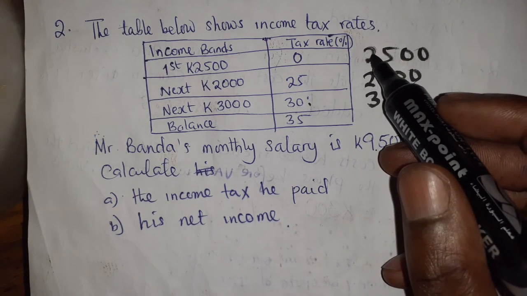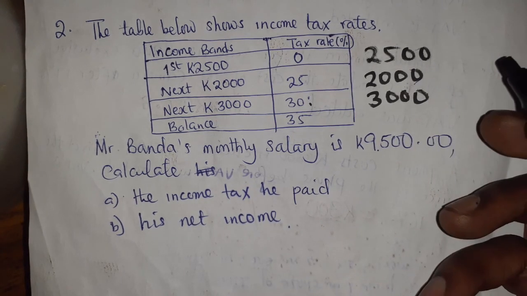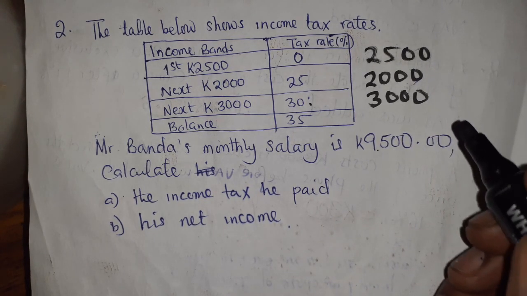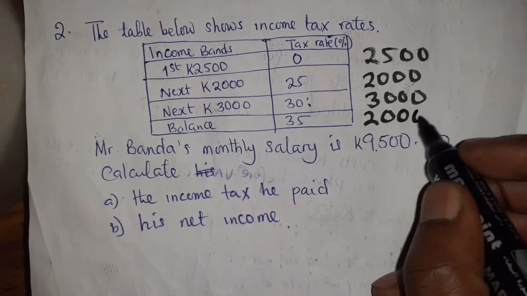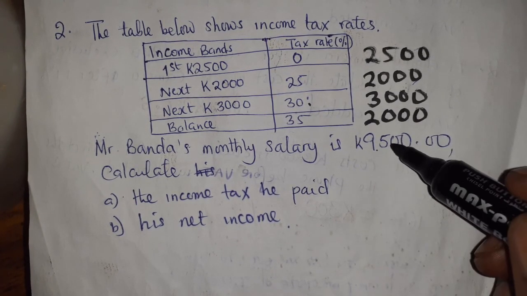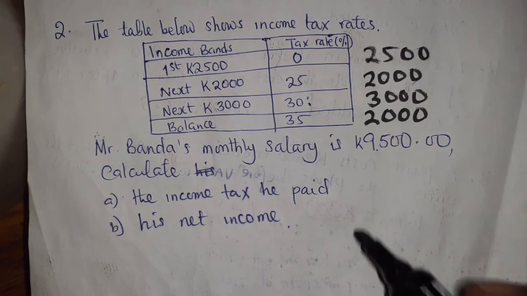Then this is going to be 7,500. How much is remaining? 2,000, isn't it? For it to be 9,500. Okay, so we are breaking this one down in this order.